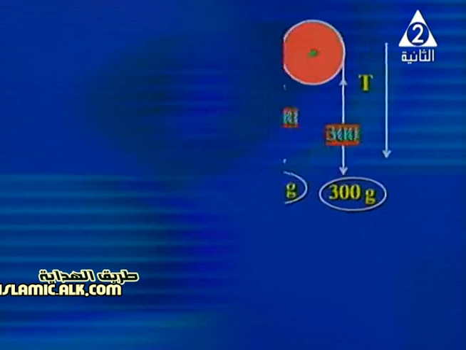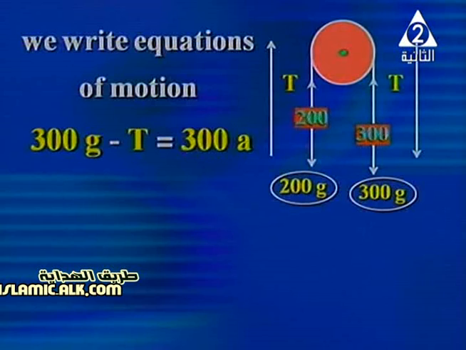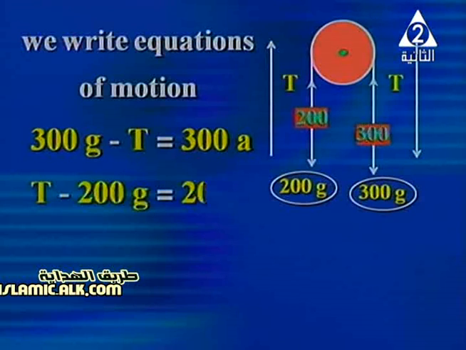Solution. Look at your equations of motion. We have two bodies. The first body has mass 300, the second body has mass 200. Then we form the equation of motion of the first: 300g minus T equals 300a. Then T minus 200g equals 200a, the equation of the second body.